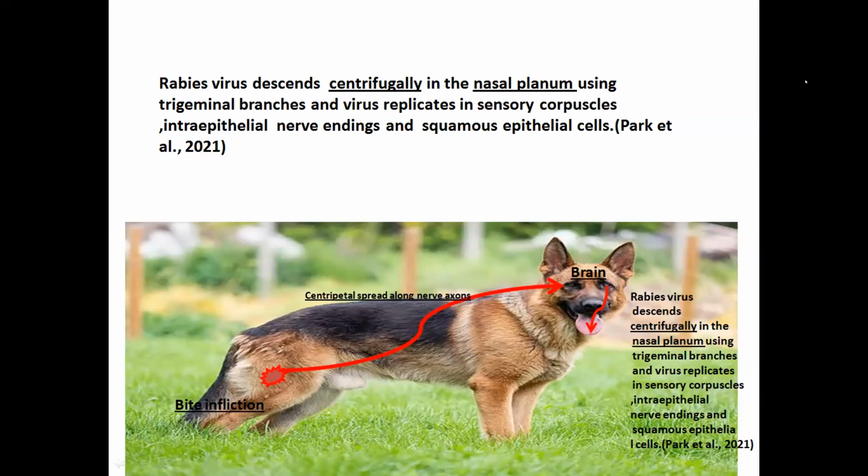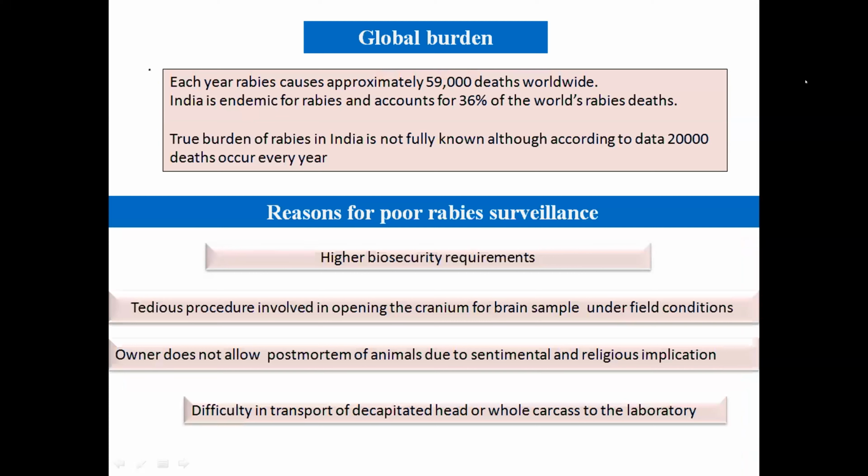So it travels centripetally from the bite site to the brain, and further centrifugally from the brain to the periphery. And it also spreads from the brain to the muzzle area, this nose area. In the center, there is the nasal planum. From here, the nasal planum, we collected this post-mortem tissue, and we did RT-PCR, LFA and DFA.